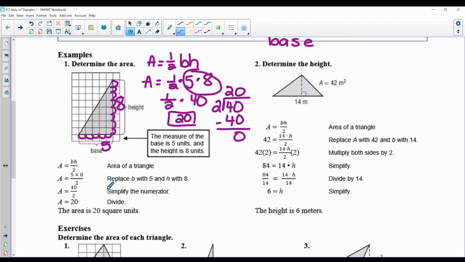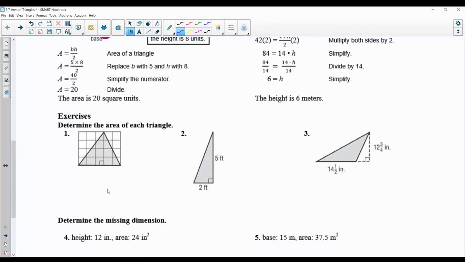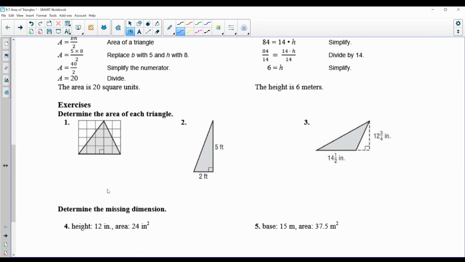Let me go over another example. Here you would count 1, 2, 3, 4, 5, which is your base. 1, 2, 3, 4 is your height. The formula is 1/2 base times height. So it's 1/2 times 5 times 4. This is multiplication, no parentheses. So let's multiply the last two. 5 times 4 is 20, and half of 20 is 10.